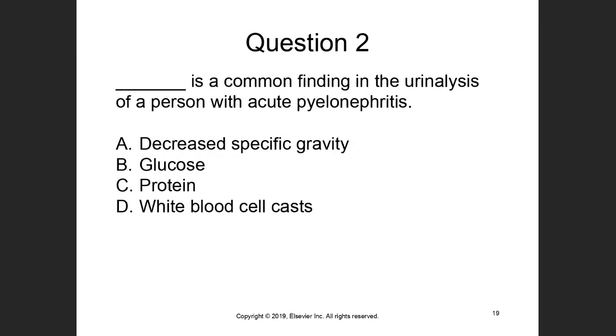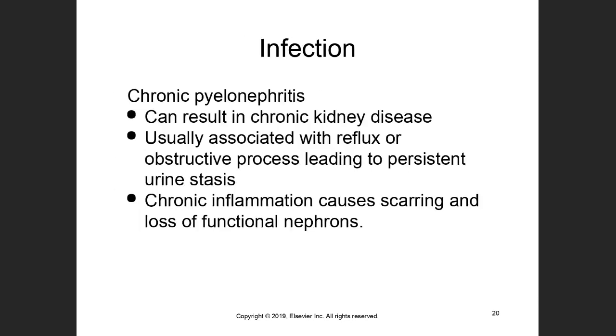And we have question number 2. It's a common finding in the urinalysis of a person with acute pyelonephritis. Exactly. White blood cell casts. Perfect. Thank you. Pyelonephritis.